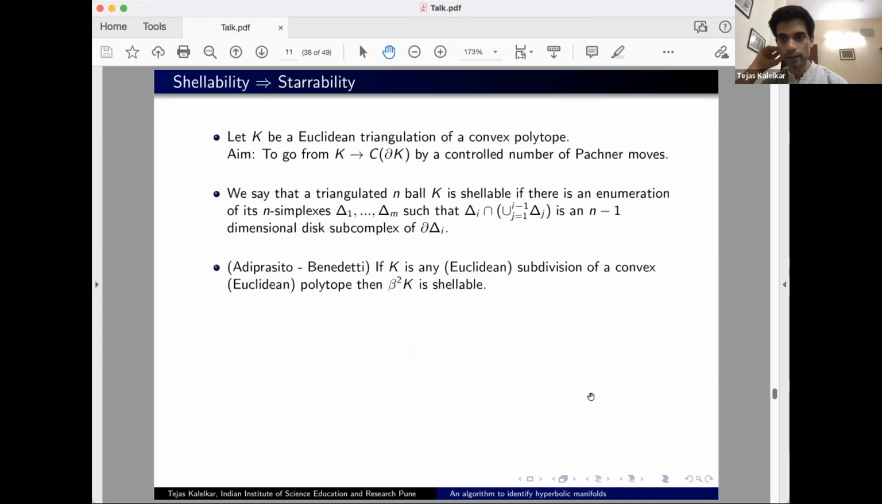But I think the big breakthrough came around 2018. Adiprasito and Benedetti proved that if K is a subdivision, everything's Euclidean, a subdivision of a convex polytope, then its second barycentric subdivision does happen to be shellable. And this is what we use to go from this convex polytope to a cone over its boundary.